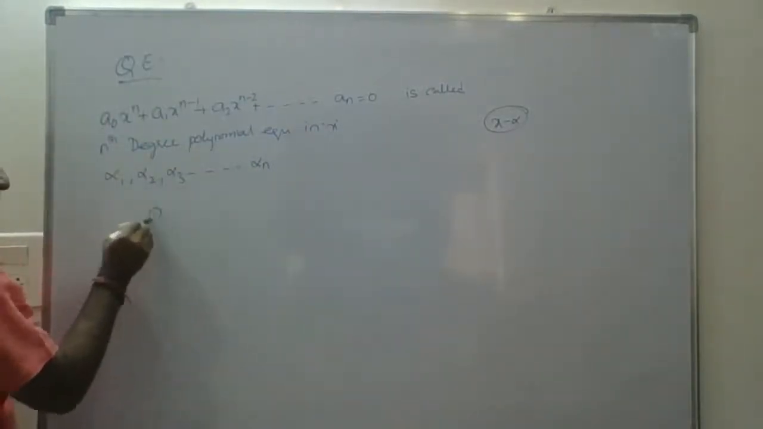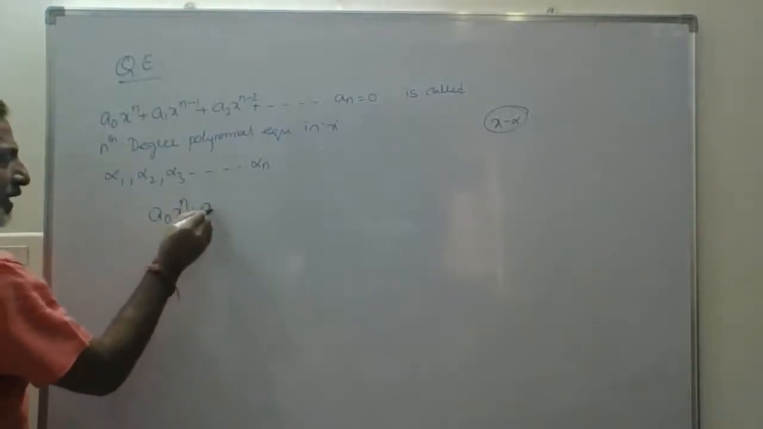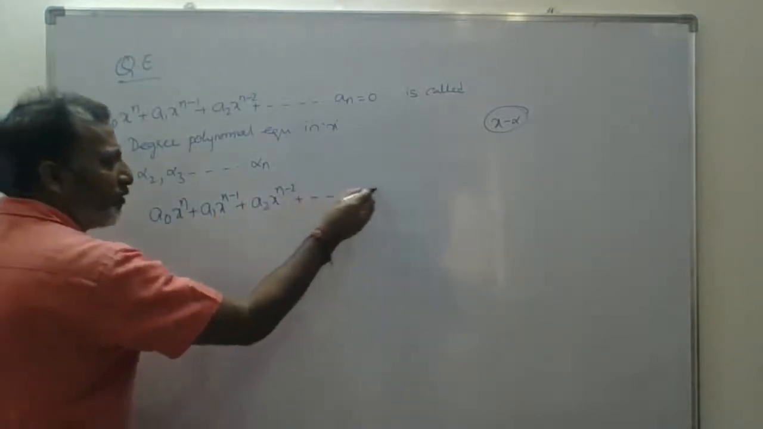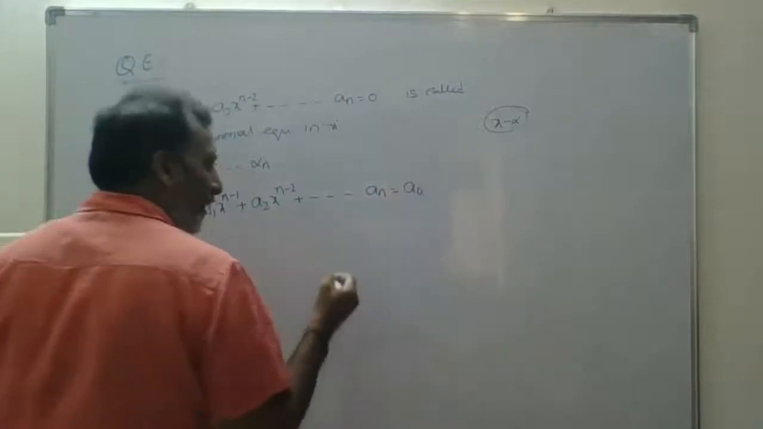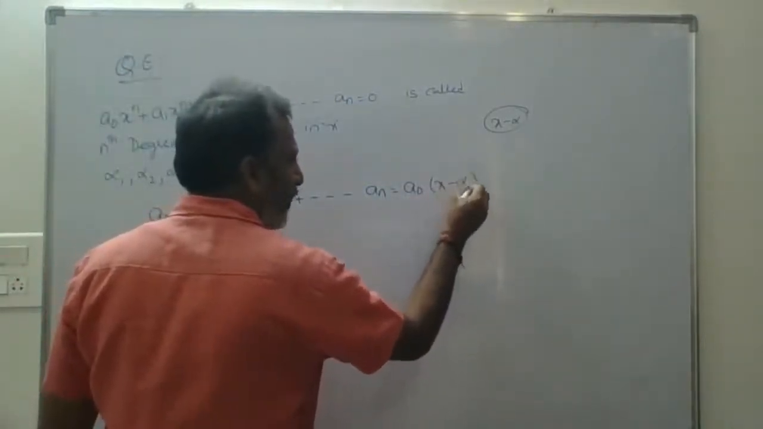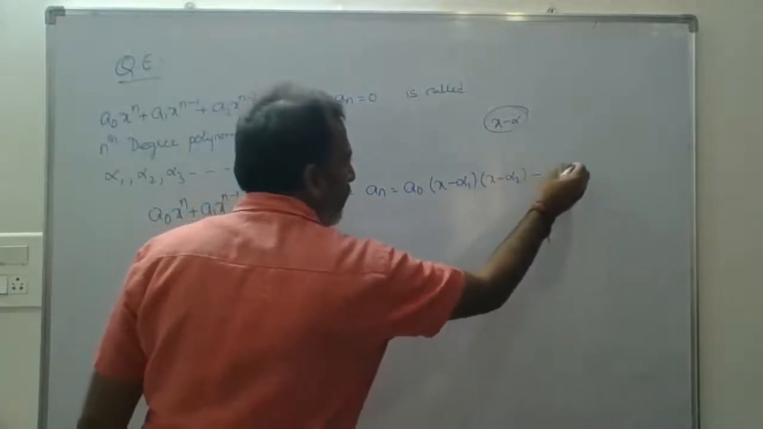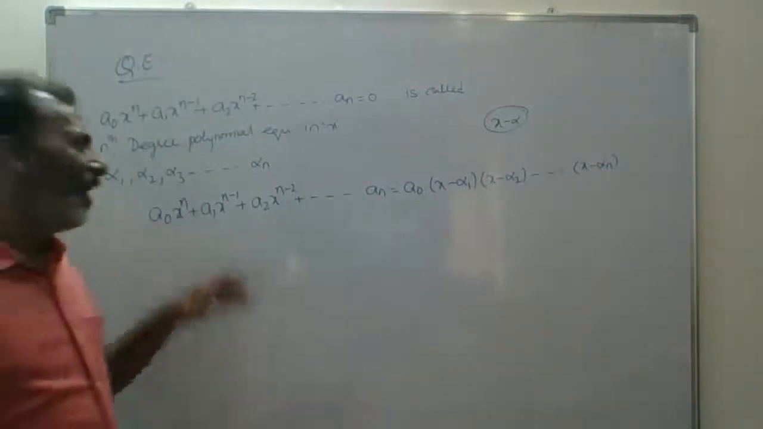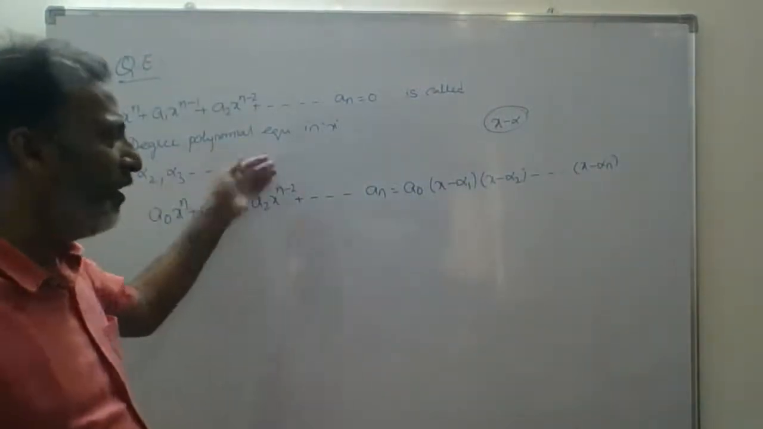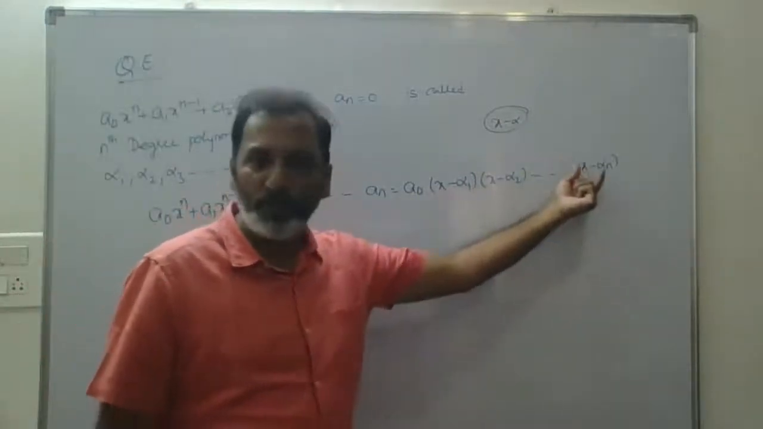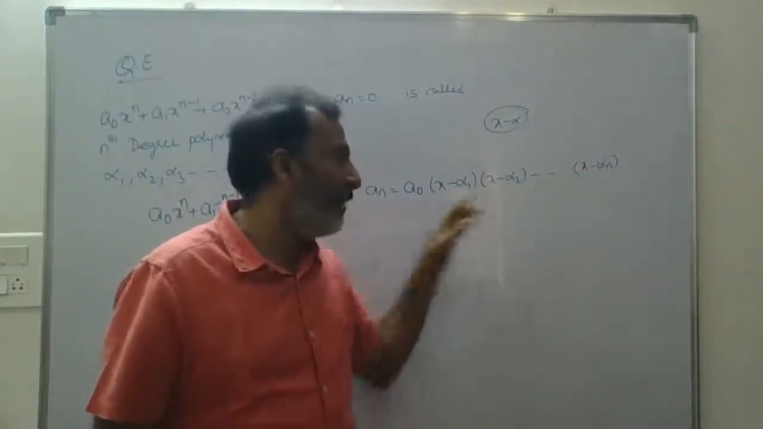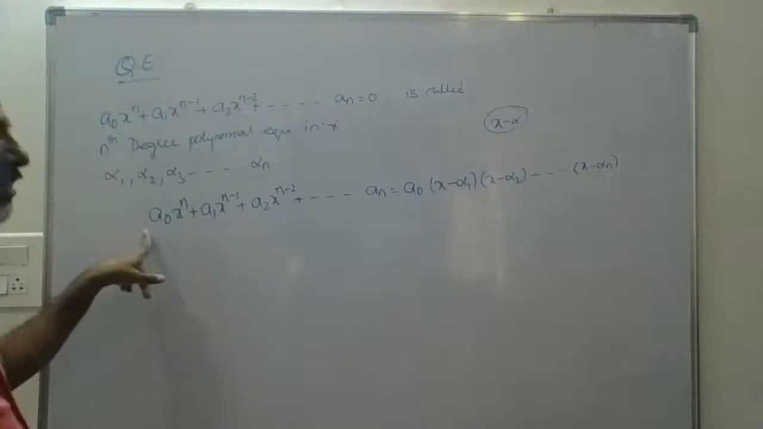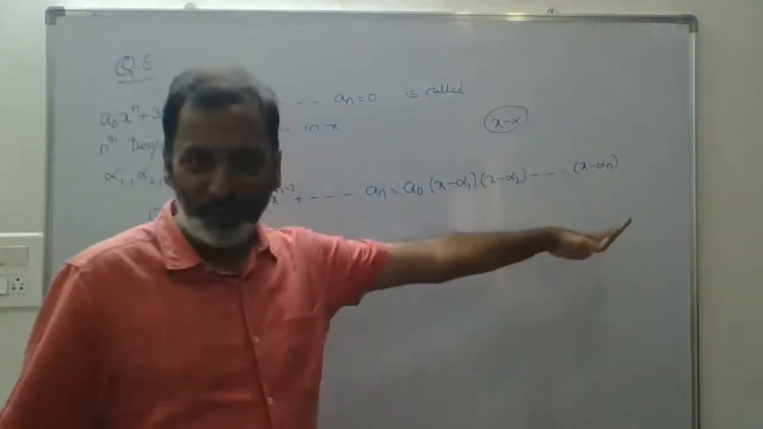Therefore we can write a0 into x power n plus a1 into x power n minus 1 plus a2 into x power n minus 2 plus so on up to an is equal to a0 into x minus alpha 1 into x minus alpha 2 into so on x minus alpha n. Here alpha 1, alpha 2 are the roots, so these are the factors, and the product of these factors, and since the coefficient of x power n is a0, so what should we do? a0 into this product.